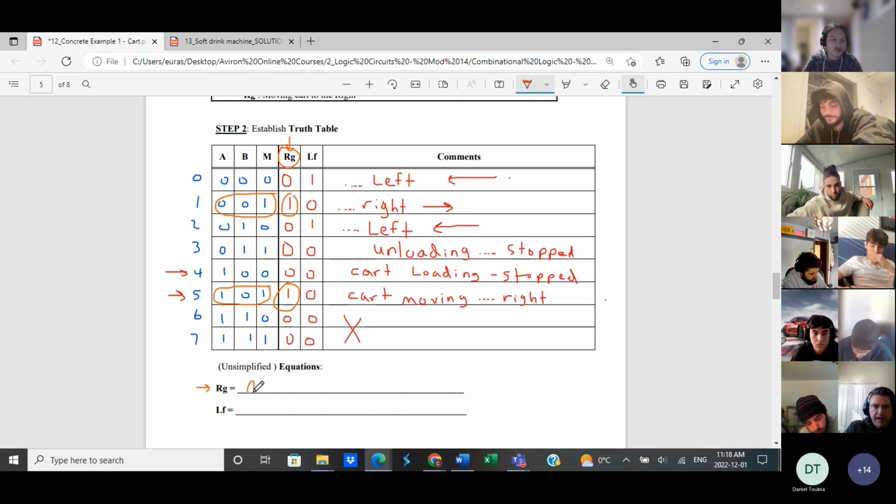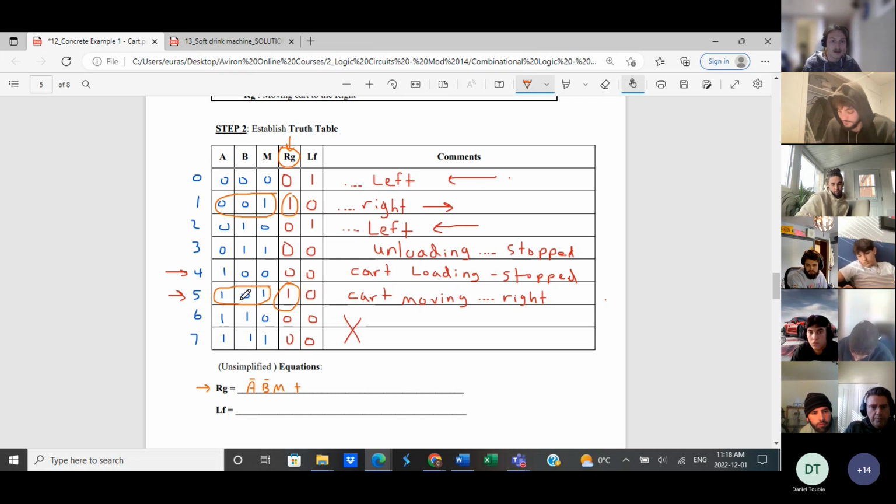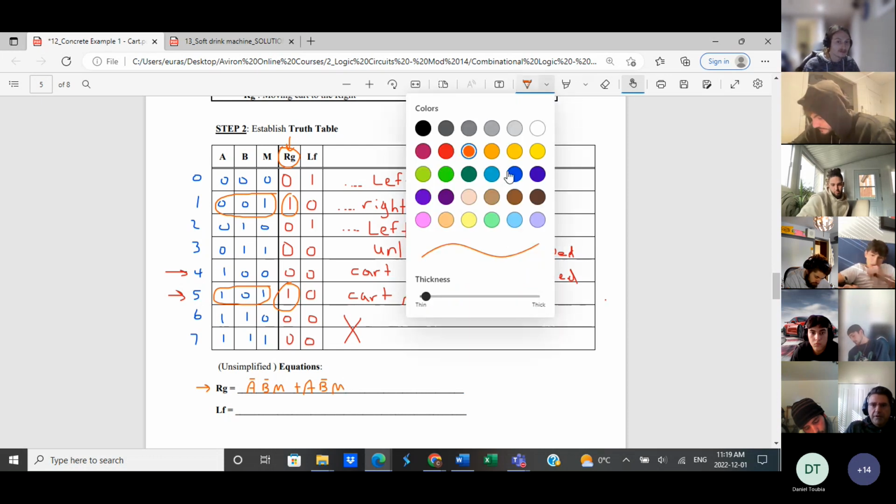So the unsimplified equation is A naught, that should be a B naught, and an M. Plus the second group right here, which is A, B naught, M. Okay. So I'm not going to do the next one for you. You can do it yourself.